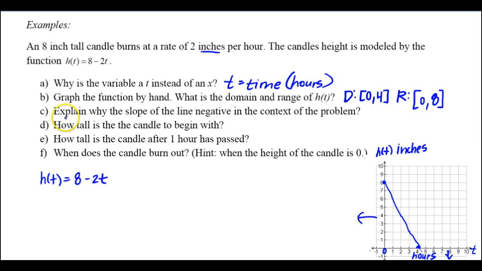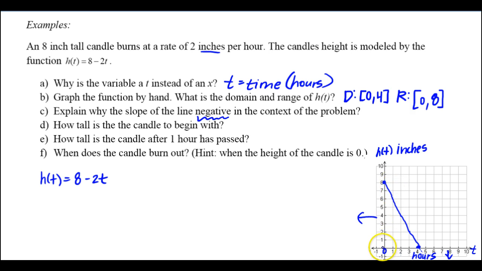So now let's look at part C. Explain why the slope of the line is negative in the context of the problem. Well, let's go back and look at the first sentence of the problem. An 8-inch tall candle burns at a rate of 2 inches per hour. So when we think about a candle burning, the height is going down. The height is getting shorter. When we think about going down or getting shorter, we should think about this negative concept in math. So that's why the slope of the line is negative.